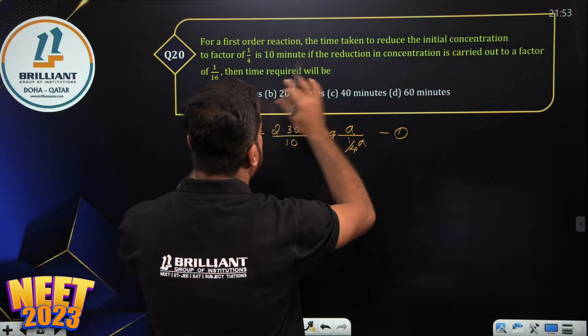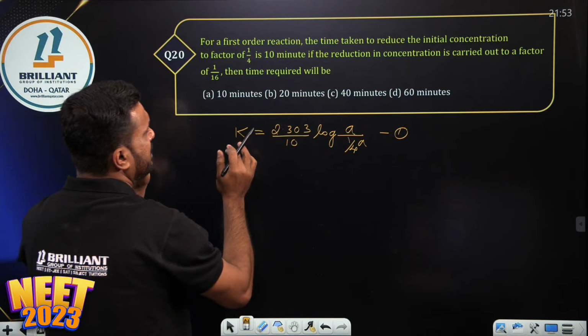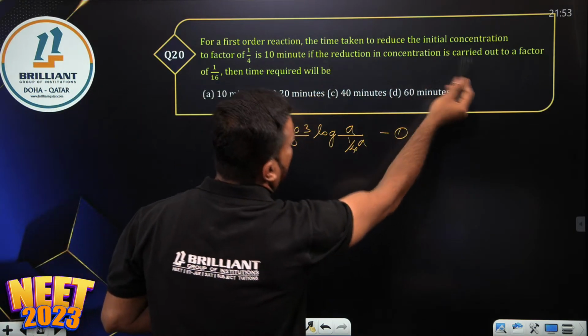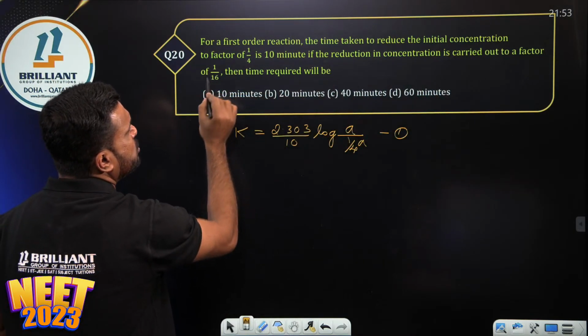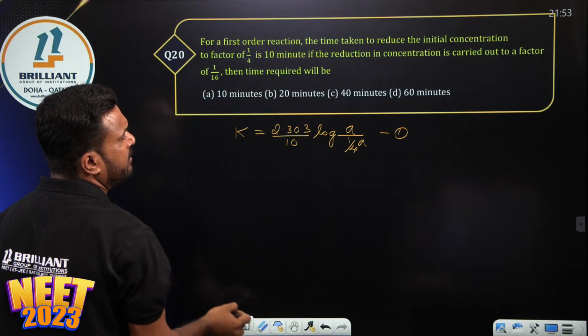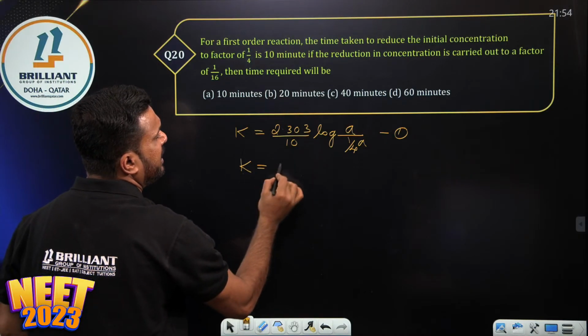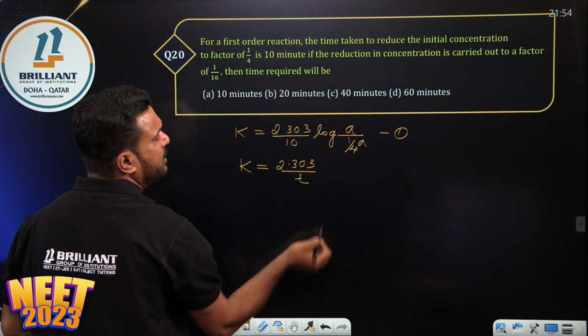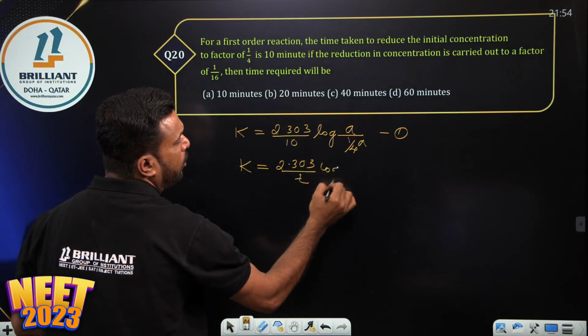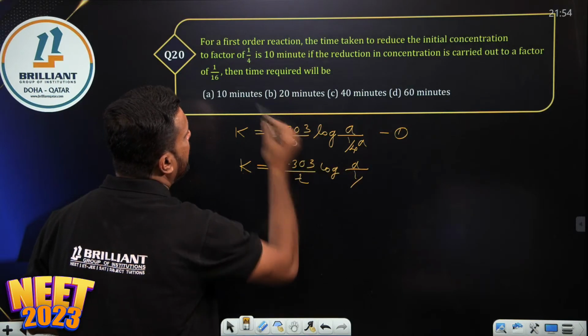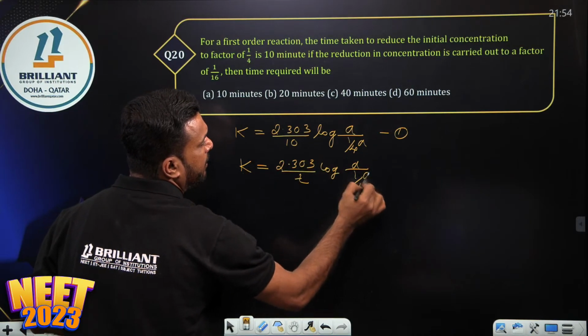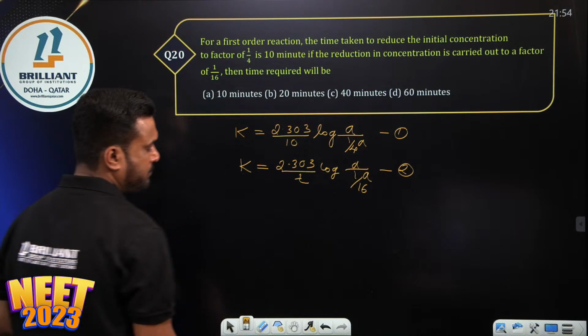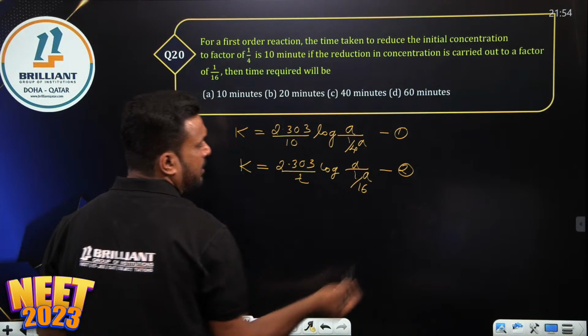Again, they are giving the second condition, so you can equate, that would be better. The concentration is again reduced to 1/16, then the time required. So the second one I can write like this: K equals 2.303 by t, where we need to calculate t, log of A divided by 1/16 of A. This is equation number 2. So we can equate over here.